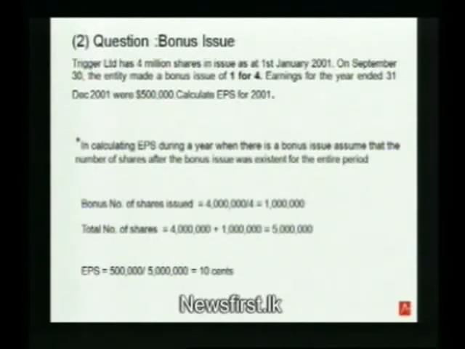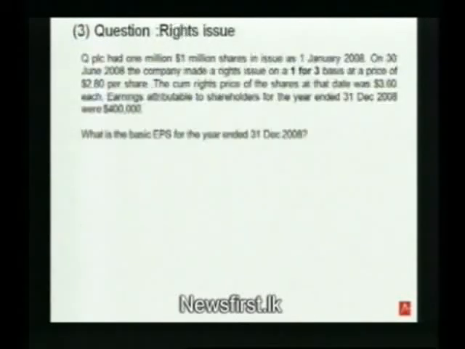Now, in order to calculate the EPS, I need to work out the total number of shares after the bonus issue. Every 4 shares you get 1 bonus share. So you have 4 million shares divided by 4 into 1, which gives you 1 million bonus shares. So the total number of shares after the bonus issue is 5 million. So the EPS will be 500,000 divided by 5 million, which is 10 cents.